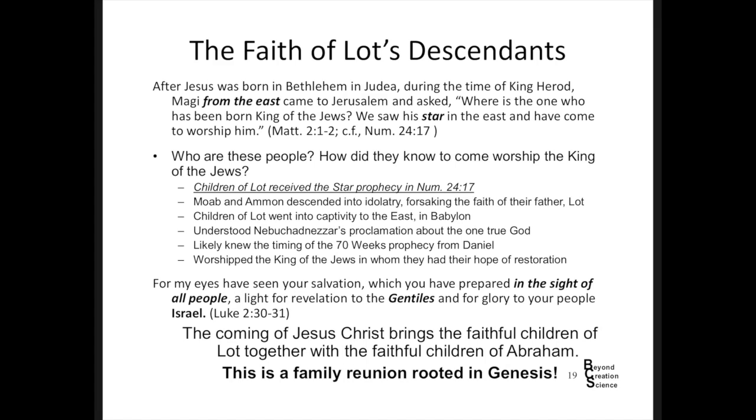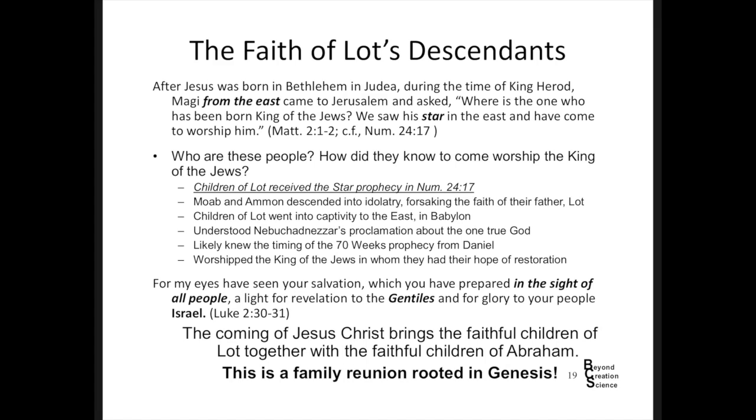Remember the star prophecy in Numbers 24? That was given to the children of Lot. And the children of Lot descended into pagan idolatry, and God judged them just like he judges Israel. And they went into captivity to the east, to Babylon, where they heard about Nebuchadnezzar's decree to all the nations about the one true God. And they probably knew Daniel or found out about the 70 weeks prophecy. So they had an idea of the time to expect the Messiah. And then they show up at the appropriate time, at the fulfillment of time, and they come to worship the Messiah of Israel.